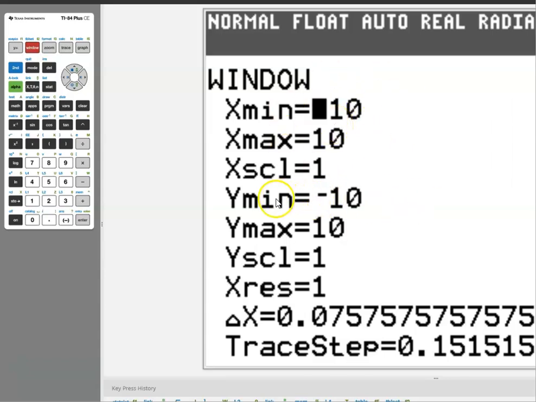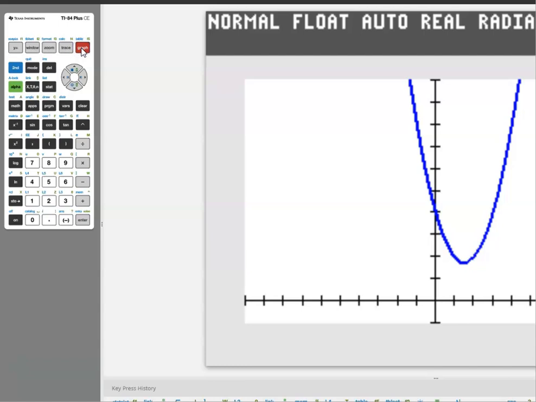I don't need the Y min to be down that far. What if I changed the Y min, so I have to go down on my calculator like this, and I'm going to make that number... how about just making it a negative? Look what the negative is right here, a negative 1. Then I hit enter, it records it, and I'm going to go back to graph, and look how my window has changed. So you have to be the master of your window.